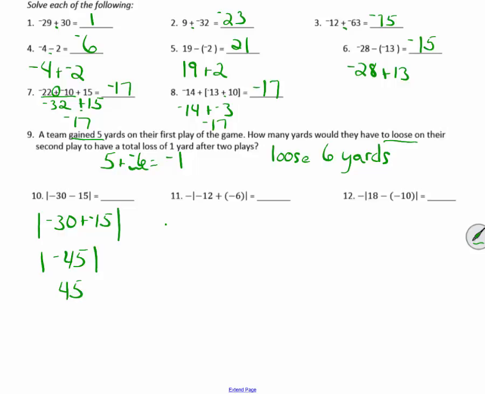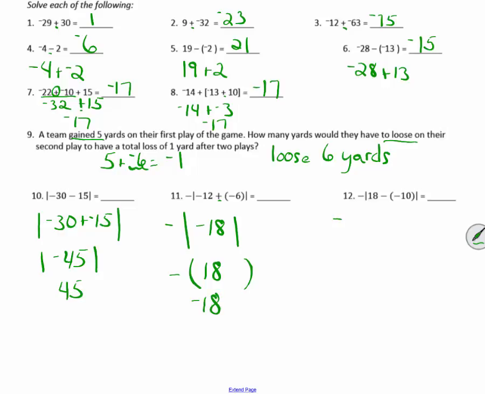All right, next one. I have adding. Signs are the same, so I'm going to add those together. Negative 18. Then I'm going to take the absolute value. Now I'm turning it into parentheses because I still have this negative sign. Absolute value of negative 18 is 18. This is telling me make it negative. Negative 18.